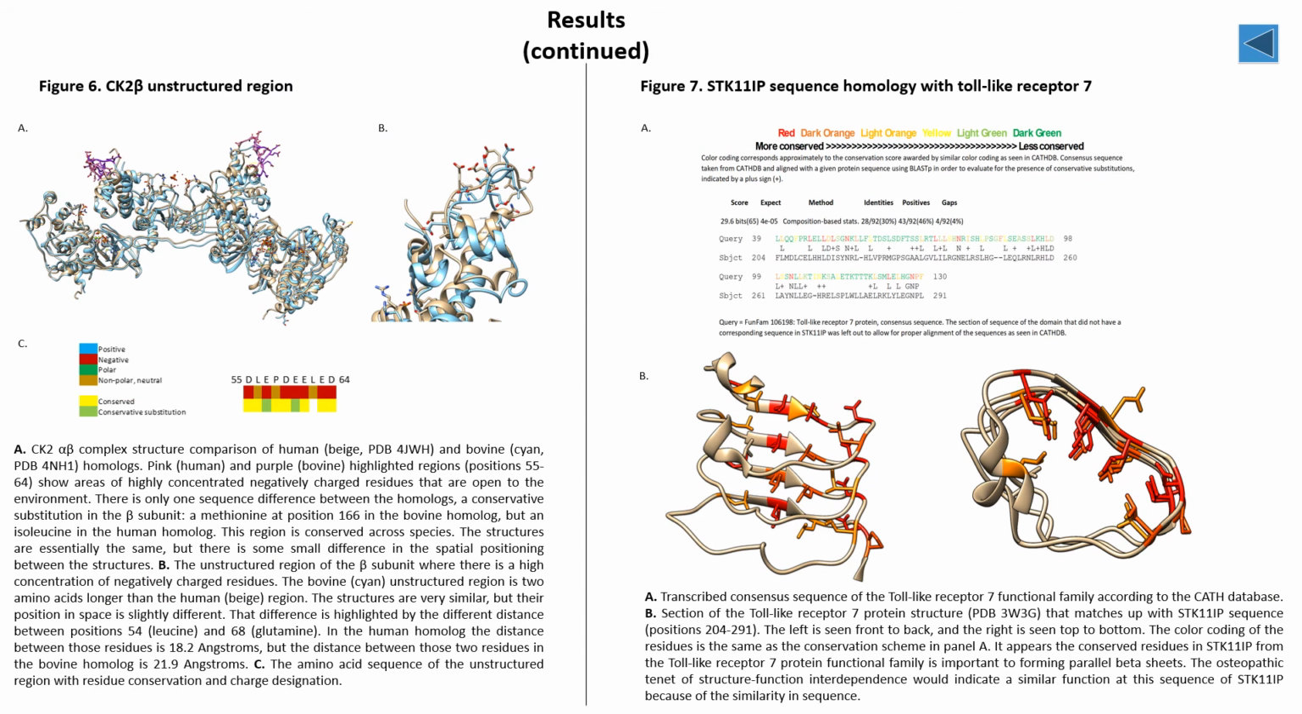All right, and just real quick, on the left here we have CK2. There's a region in pink and purple on the left that is open, highly charged, and available to interact with other proteins. And then on the right, we have the STK11IP sequence mapped onto the toll-like receptor 7 structure, potentially showing that it could form the same structure and a similar function as well.